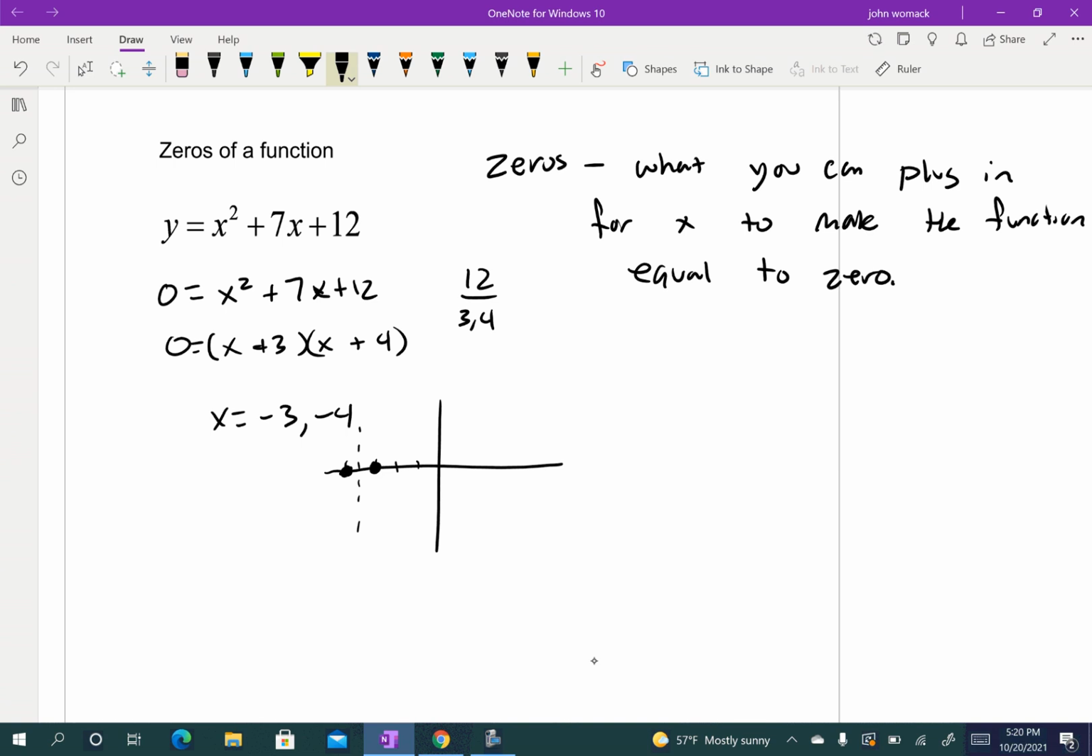So again, think of zeros. What do I put in for x to make the function equal to 0? So set the function equal to 0, make y 0, and solve that either by factoring or the quadratic formula or the square root method, any one of those ways we've done it. And those are the zeros of the function. If they're real numbers, like negative 3 and negative 4, they come out to be real numbers, that means that they're also the x-intercepts. Okay, when we go through and find those.